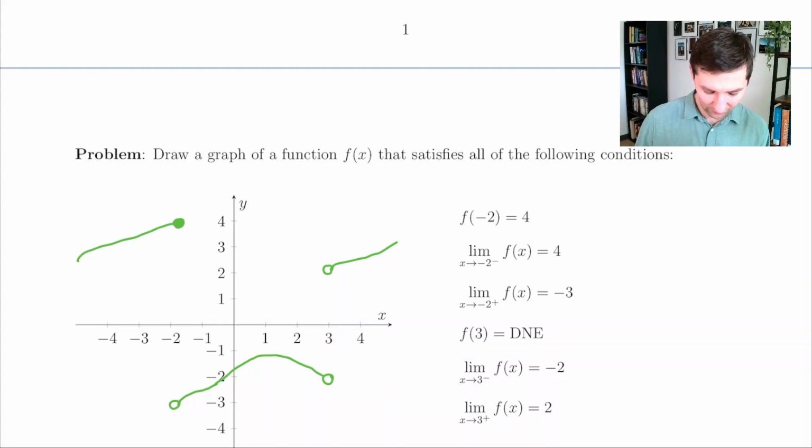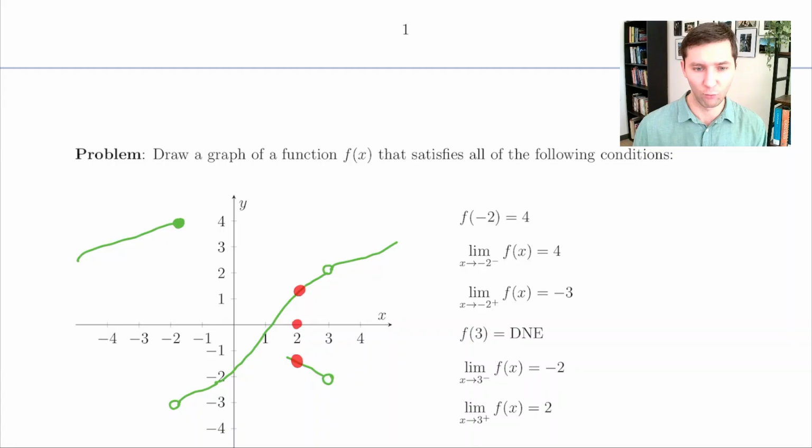I want to point out that you could not connect the bottom piece with the top right piece. If you did so, this wouldn't be a function anymore. The input of 2 would be associated with this output and with this output. So one input would have two outputs. This would not be a function anymore.